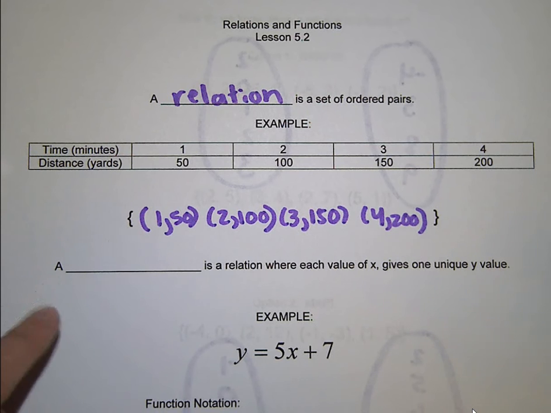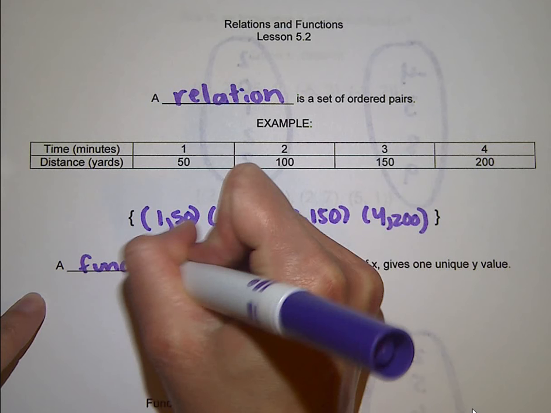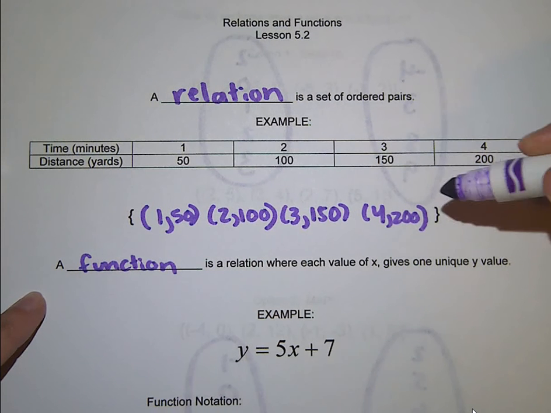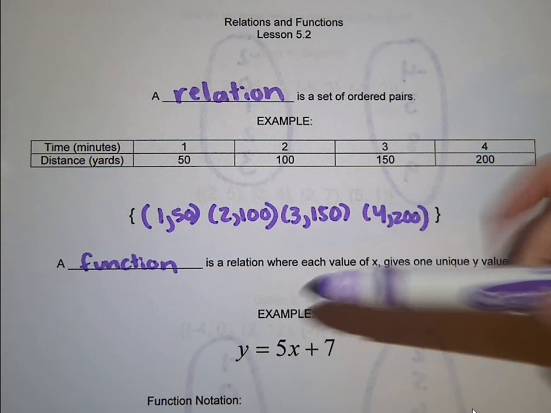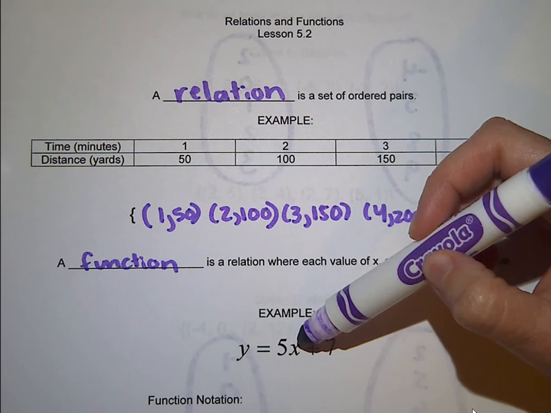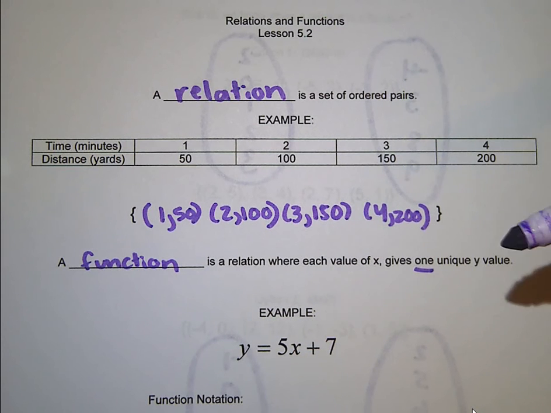Now, a function is a relation where each value of x gives one unique y value. So for example, I have y equals 5x plus 7. No matter what number I put in for x, I am only going to get out one unique answer. So if I put 0 in for x, I'm going to get an answer of 12 out, and that's the only answer I'm going to get. I'm not going to get like 12 and negative 100. I only get one answer out.